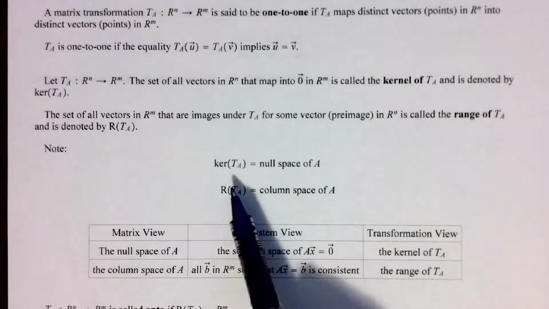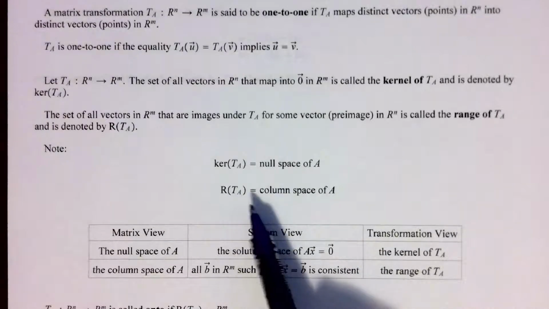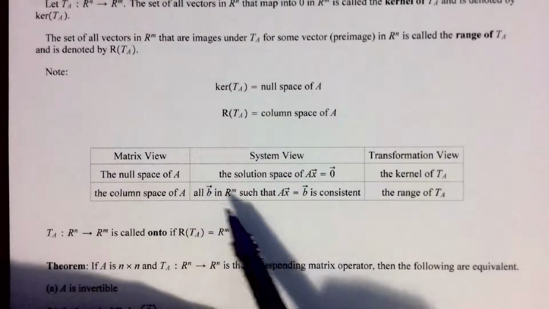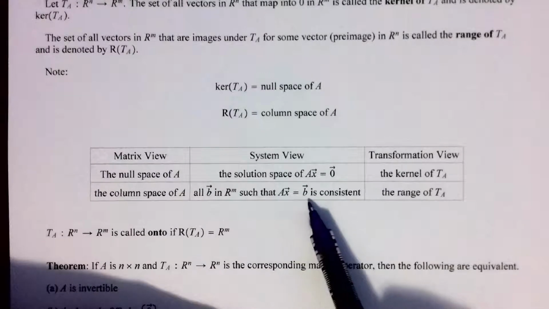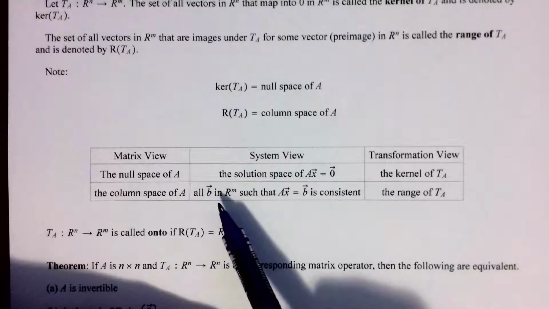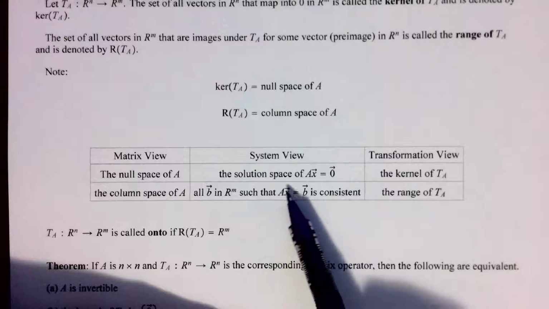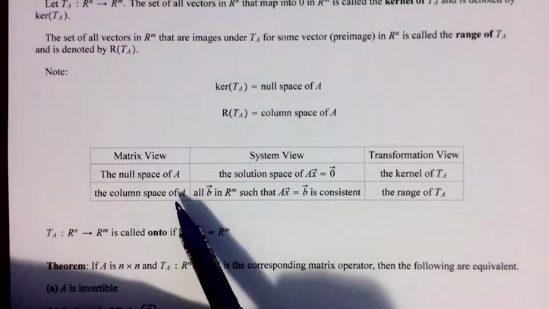So, as I just said, the kernel of a transformation is the same as the null space of A. The range of a transformation is the same as the column space of A. And if you remember, that comes in from here. Remember, if the system AX equals B is consistent, we proved that B must be in the column space of A. Because why? Because AX can be written as a linear combination of the columns of A. So if AX equals B, then B can be written as a linear combination of the columns of A, which means it's in the column space of A.